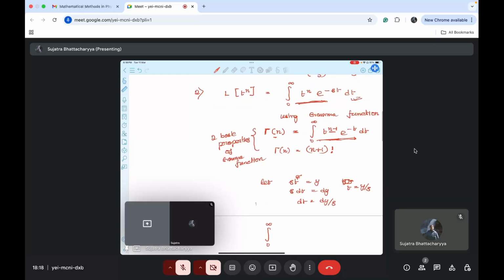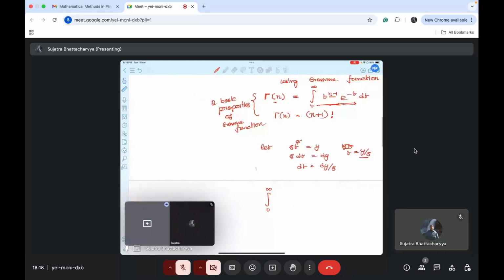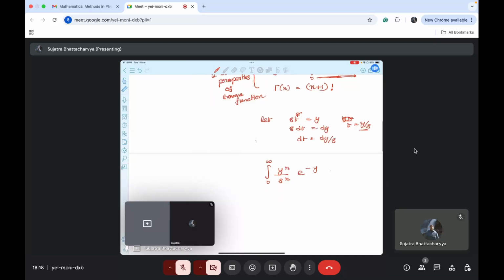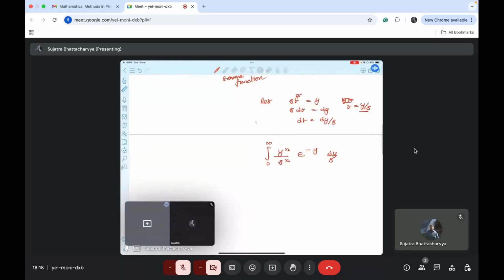Okay. t to the power n, I know t is y by s. So it is y to the power n divided by s to the power n. e to the power minus y, because st we have defined as y. What about dt? It is dy by s. All right. So s is a constant quantity because this integral is with respect to dy. So I can take this s to the power n plus 1 outside, and we can have the integral from 0 to infinity as it is, y to the power n e to the power minus y dy.